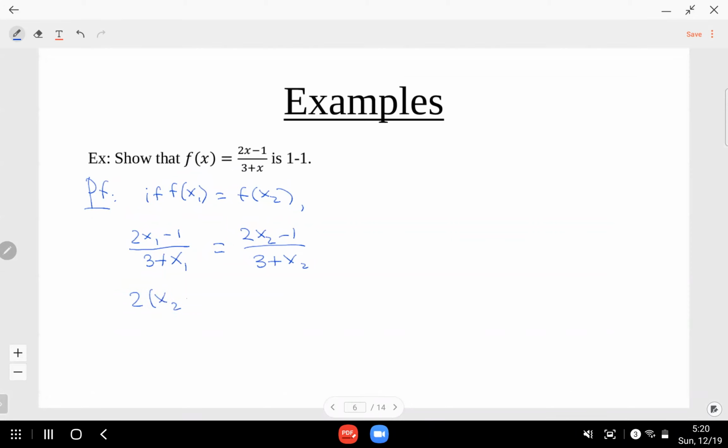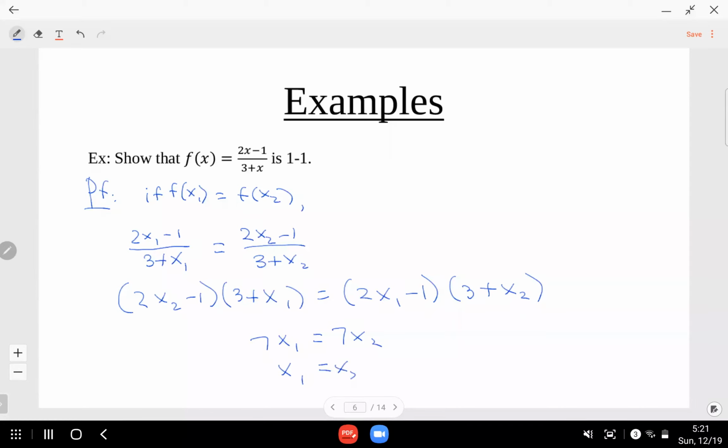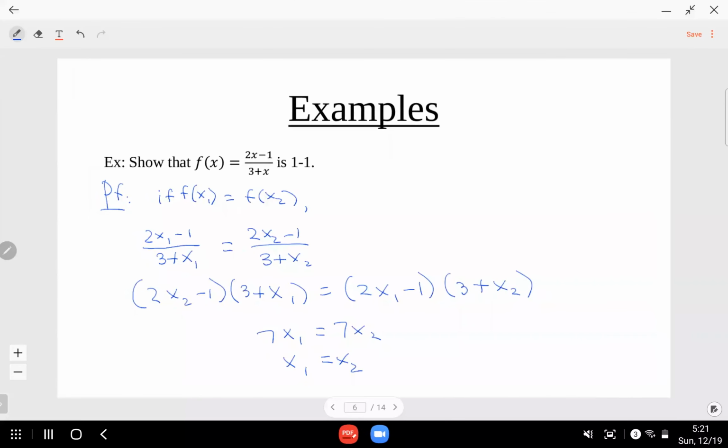So let's do that. Minus 1 times 3 plus x. Hold on. Why do I keep doing this? 2 plus x. So basically, we're just multiplying here. And then 2x1 minus 1 is equal to 3 plus x2. And if you simplify it all out, then you should get 7x1 is equal to 7x2. So therefore, we get x1 is equal to x2. So then we reach the conclusion that f is indeed 1-to-1.